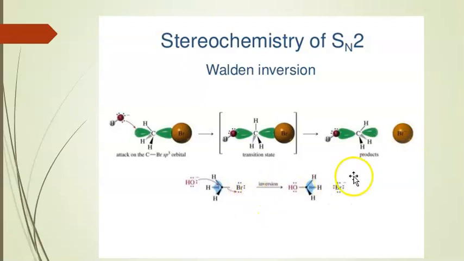In this reaction, all three hydrogen atoms on the left hand side, the reactant side, and on the right hand side, the product side, are inverted because of the backside attack of the nucleophile.